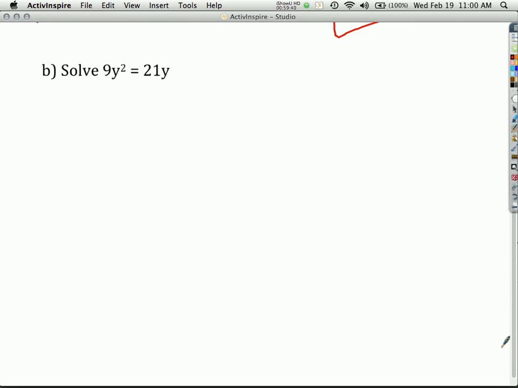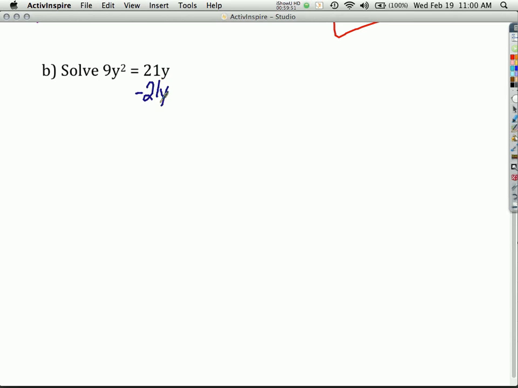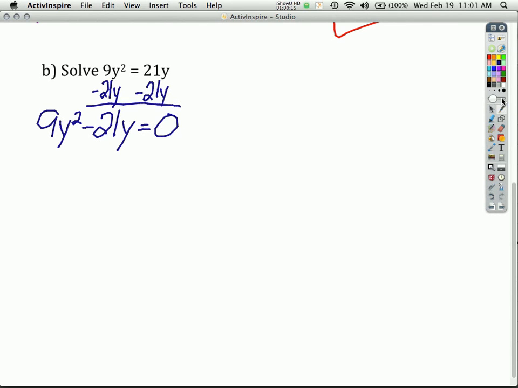Brandon? Yeah. We'll subtract 21y from both sides. And we will rewrite the equation 9y squared minus 21y equals 0. Now we have the 0 on the right. Now we can try to put it in factored form. Now I'm going to break this down again with your help, but the goal is for you to be able to do this mentally.